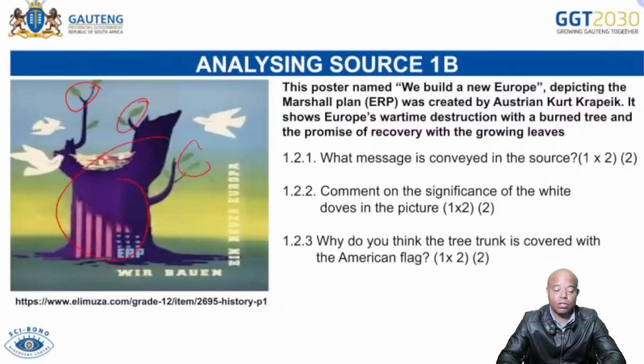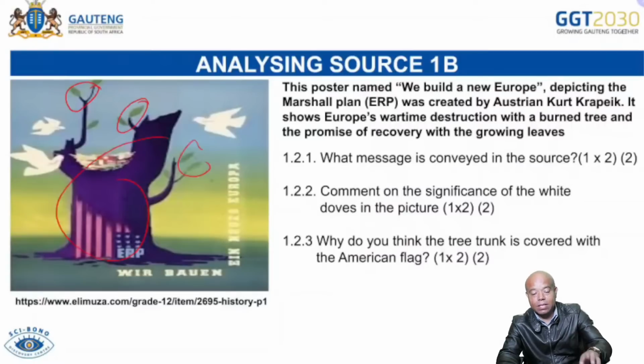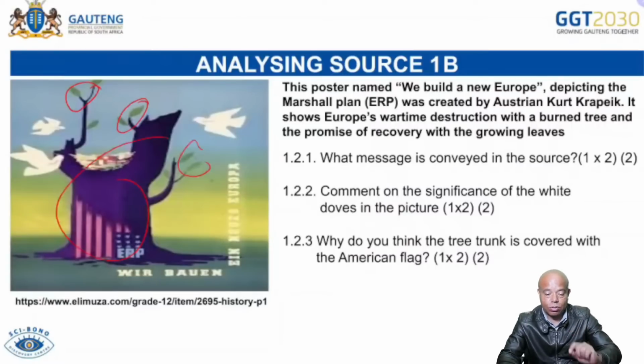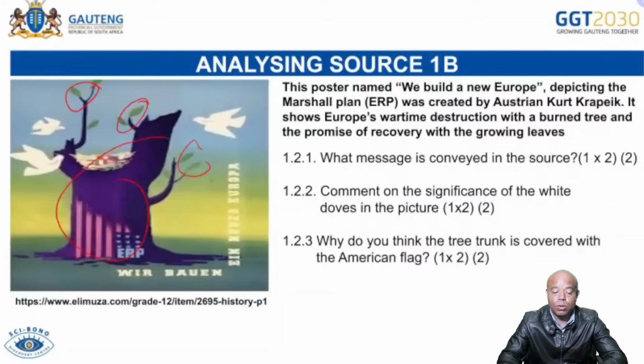Now let's go to the first question, 1.2.1. What message is conveyed in the source? Very important, 1 times 2. So you must now say what message is conveyed in the source. 1.2.2, comment on the significance of the white doves in the picture. Why white doves? What does it symbolize at the end of the day? Look at the mark allocation, 1 times 2.